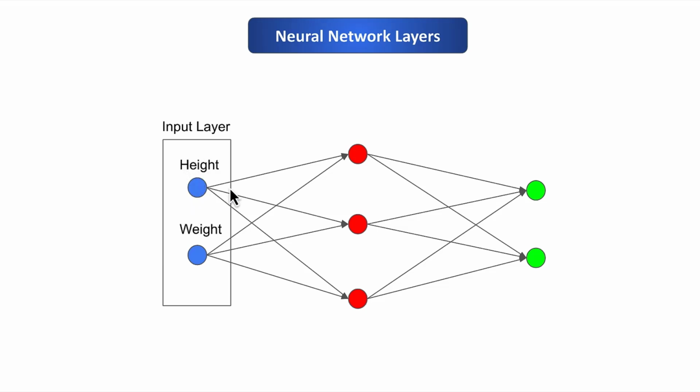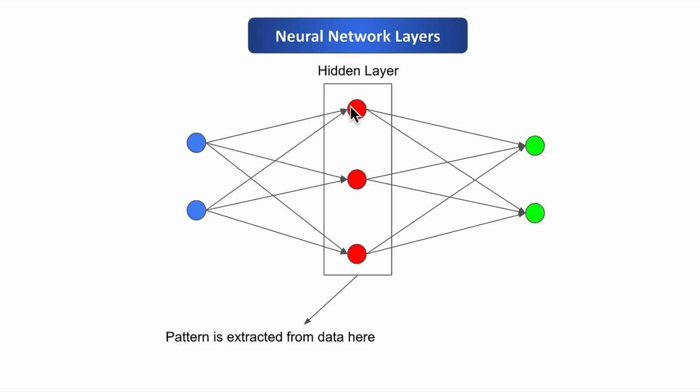After that, the second type of layer is called the hidden layer, and it is represented here with red circles. The layer after the input layer is called the hidden layer, and the pattern from data is extracted here. As I have repeated multiple times, machine learning is all about pattern finding. So in deep learning, our ultimate goal is to find patterns in the data on which our model is being trained. The pattern from the data is extracted at the hidden layer.